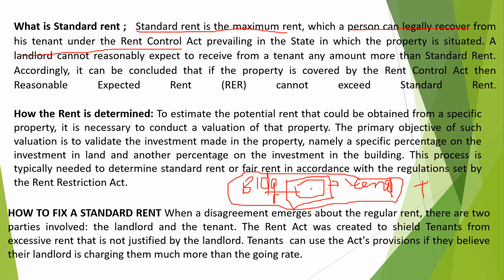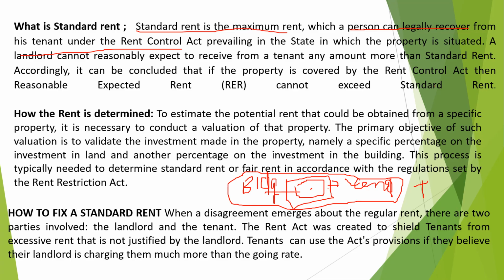So basically it is the gross rent which is to be made the base for calculating the standard rent, not the net rent. These things you have to keep in mind, that you have to calculate gross rent, not the net rent. So how to fix a standard rent?